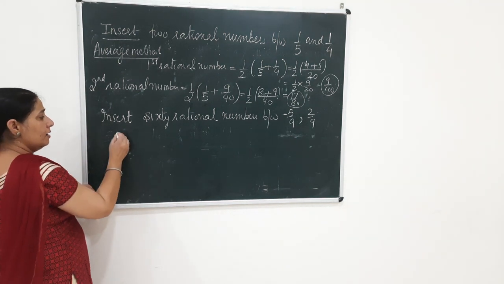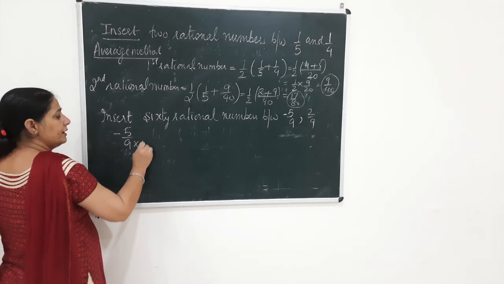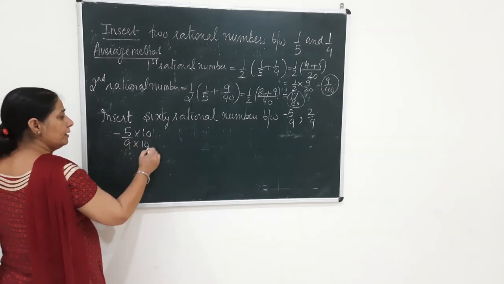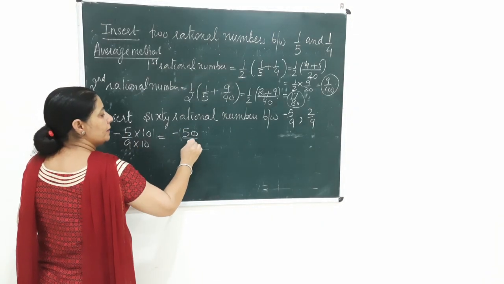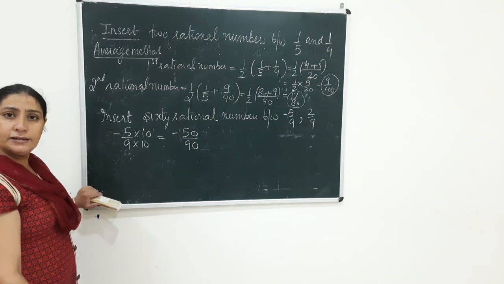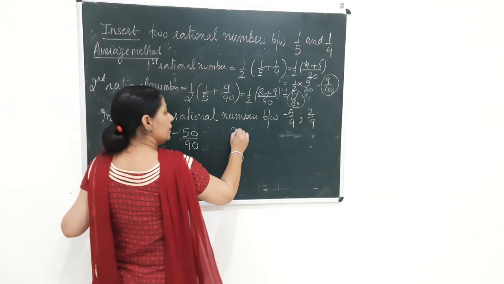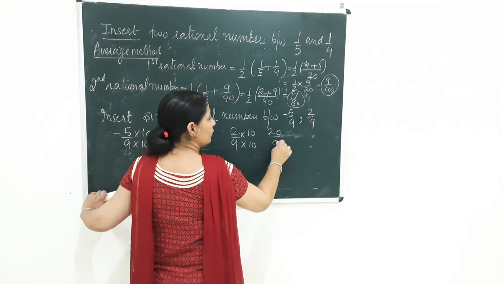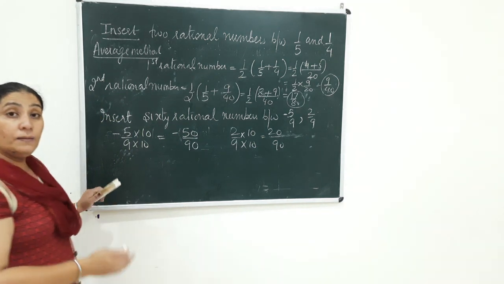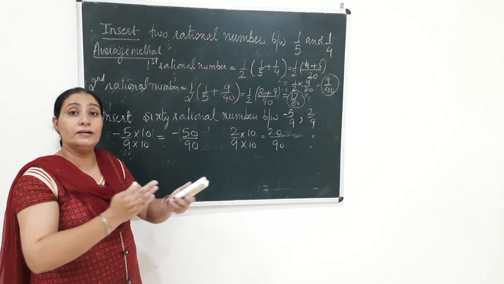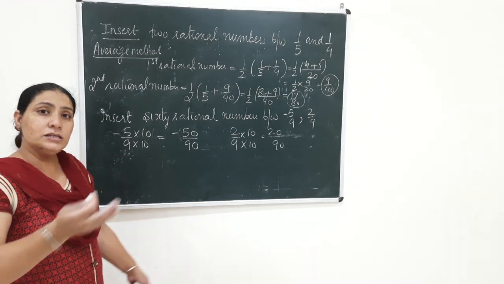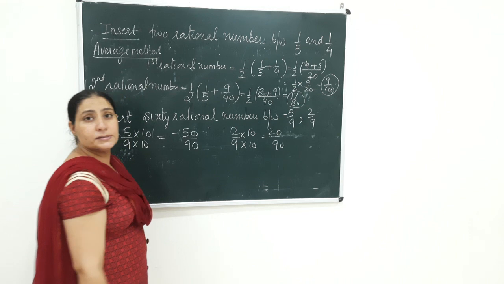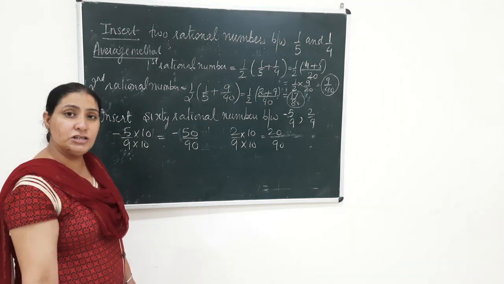आपने इसमें क्या करना है? -5 by 9 को 10 से मल्टीप्लाई करो. जब आप -5 by 9 को 10 से मल्टीप्लाई करोगे, ये आपके पास -50/90 बन जाएगा. क्लियर बेटा? और ऐसे ही इफ यू मल्टीप्लाई 2 by 9 with 10, तो आपके पास क्या आ जाएगा? यू विल गेट 20/90. अब आप अपने ब्रेन में देखो कि यू हैव अ ह्यूज नंबर लाइन, राइट, जिसमें आपके पास -50 से लेके +20 तक के बीच में नंबर्स हैं. तो आप इसके बीच में जितने मर्जी नंबर्स लिख सकते हो.